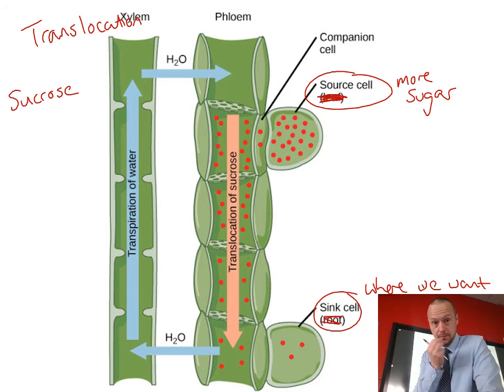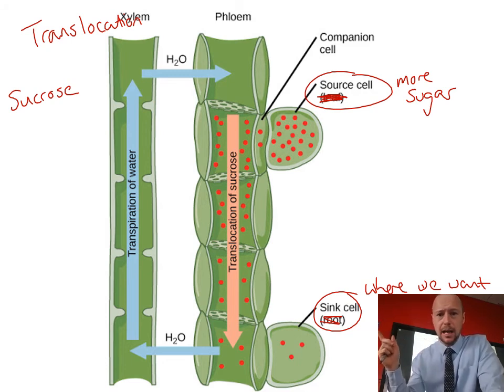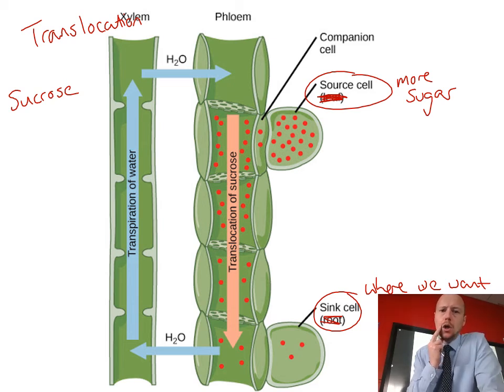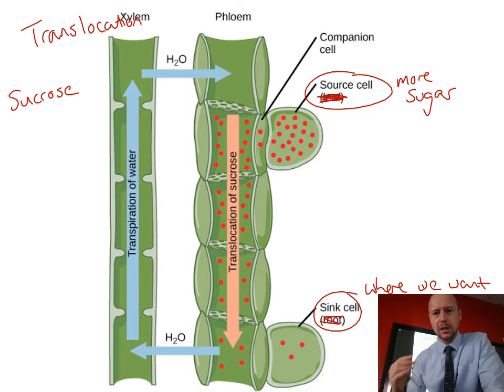Right, what's happening in translocation? So we've got tons of sugar there, and we need to move it down to the root. What happens is, it moves through this type of cell called the phloem. So we'll have a look at what the phloem looks like now.